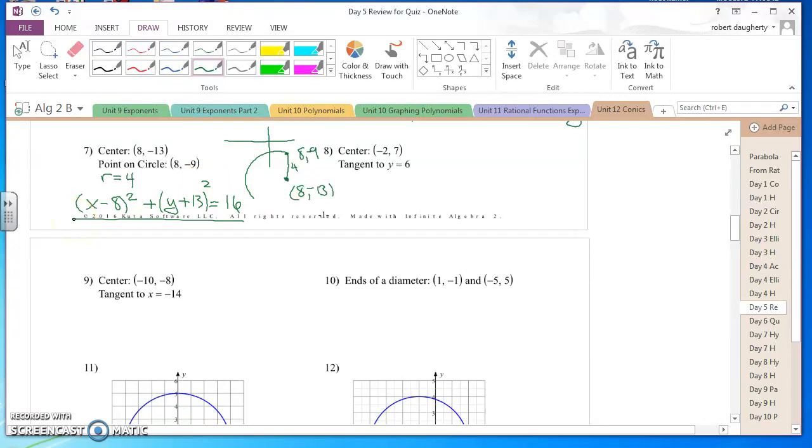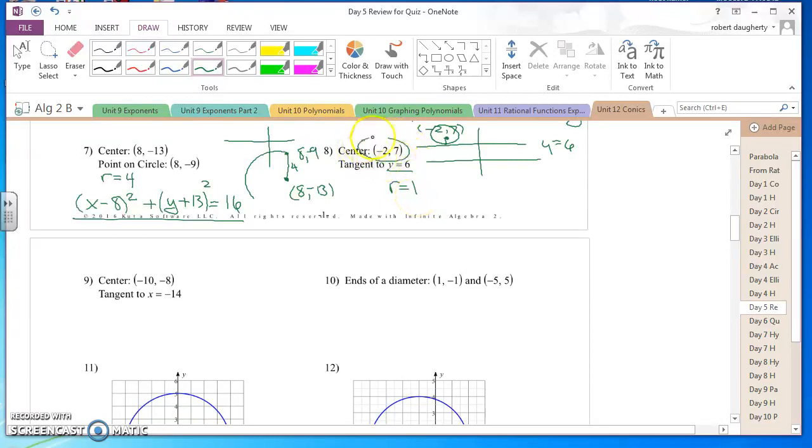The next one says the center is at negative 2, 7, tangent to a line y equals 6. So at negative 2, 7 is right here. That's a point, which is my center, and it's tangent to the line y equals 6. So here's the line y equals 6. So that means my circle does something like this. So it means that if the center is at the y value of 7, and then it's tangent to a line y equals 6, that distance is 1. So the radius is 1 in this case.